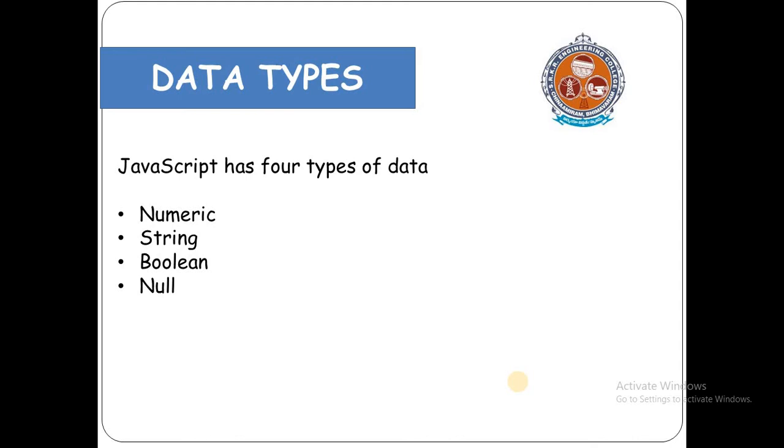The next one is null. Null is used when you don't yet know something. A null value means one that has not yet been decided; it does not mean nil or zero and should not be used in that way. So these are the four data types used in JavaScript.